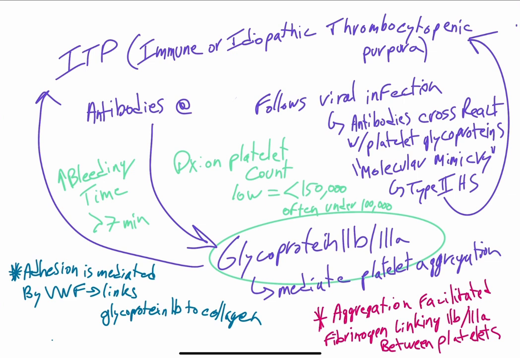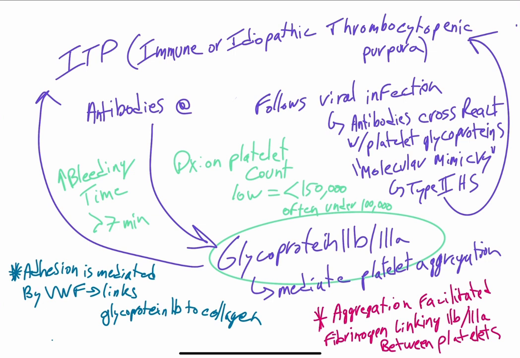In other words, this is the platelets sticking to each other. Glycoprotein 1B is involved with platelet adhesion. This is to collagen under the endothelium. Adhesion is mediated by von Willebrand factor. This links glycoprotein 1B to collagen. Aggregation, on the other hand, is facilitated by fibrinogen linking glycoprotein 2B3A between platelets.